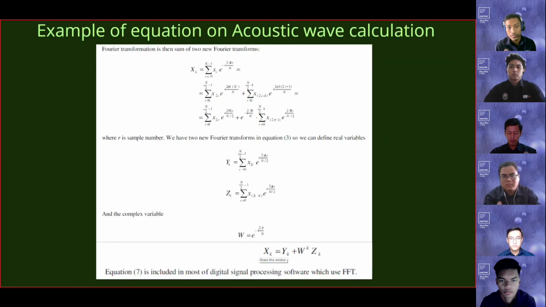Next, this is an example of an equation on acoustic wave calculation. The Fourier transform is then the sum of two new Fourier transforms. As you can see in the formula, R is a sample number. We have two new Fourier transforms in equation 3, so we can define a real variable. Then the last equation, equation 7, is included in most digital signal processing software that we use, the FFT.